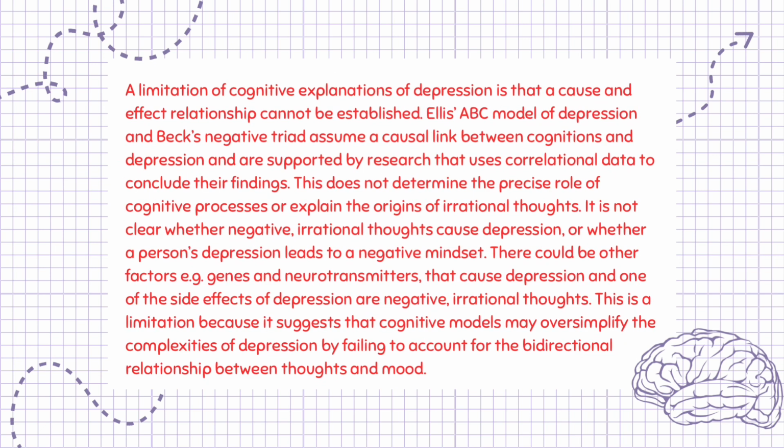A limitation of cognitive explanations of depression is that a cause and effect relationship cannot be established. Ellis' ABC model of depression and Beck's negative triad assume a causal link between cognitions and depression and are supported by research that uses correlational data to conclude their findings. This does not determine the precise role of cognitive processes or explain the origins of irrational thoughts.